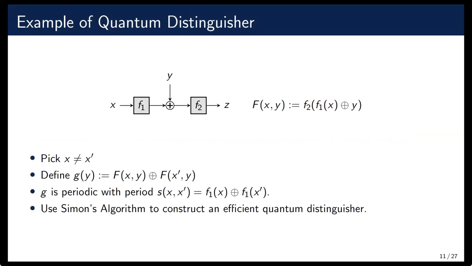So for example, for this other rather simple construction, F2 of F1(x) XOR y, if we pick two different inputs x and x prime, we can define the function g(y), which is f(x, y) XOR f(x prime, y). And we notice that g is periodic with the period F1(x) XOR F1(x prime). So we can use Simon's algorithm to construct an efficient quantum distinguisher that can distinguish between the constructions.